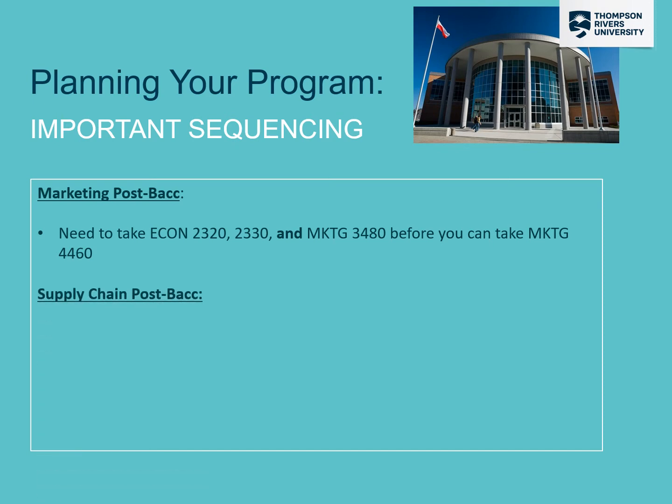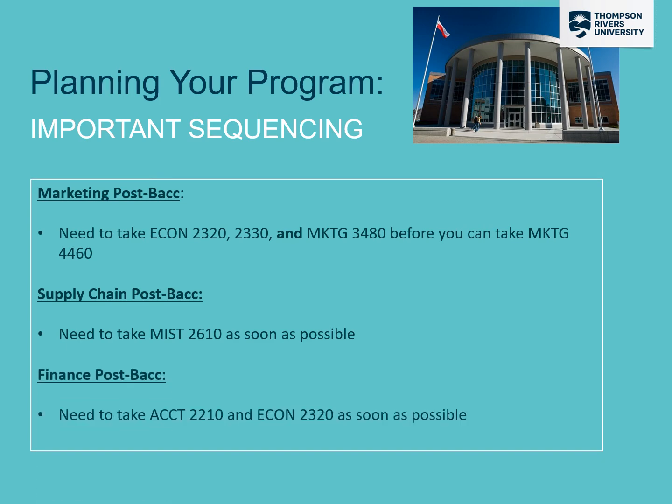Similarly, in supply chain postbac, MIST 2610 is important to take as soon as possible, and in the finance postbac program, accounting 2210 and Econ 2320 is important to take as soon as possible in order to proceed through your program. If you're waiting for a transfer credit that is stopping you from registering for some of your upper level courses, you might decide to take that course in order to remain a full-time student. Just something to think about.